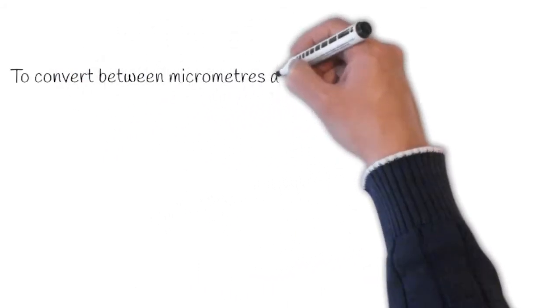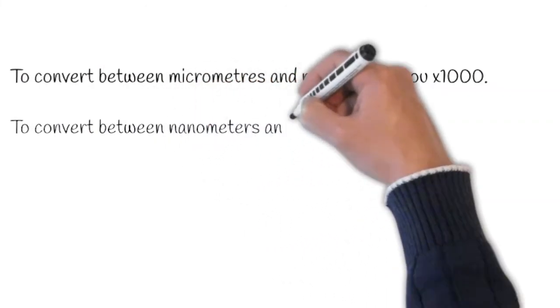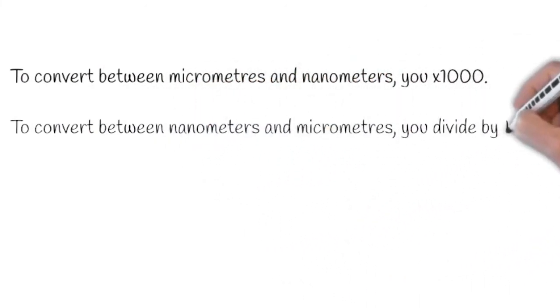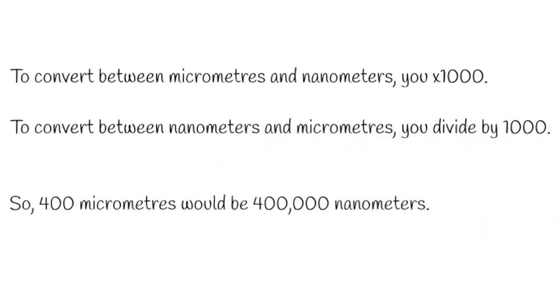To convert between micrometers and nanometers, you times by 1,000. To convert between nanometers and micrometers, you divide by 1,000. So 400 micrometers would be 400,000 nanometers. We times by 1,000.